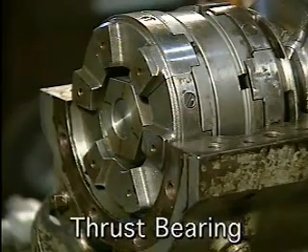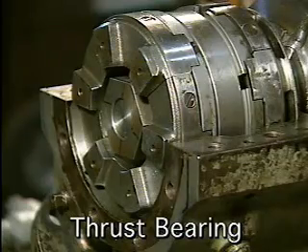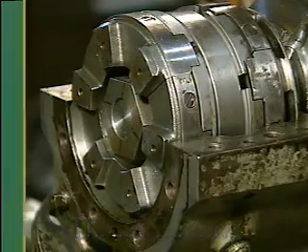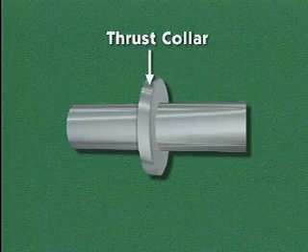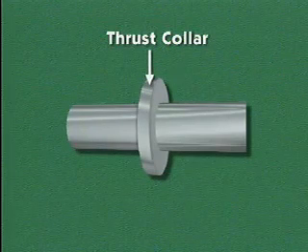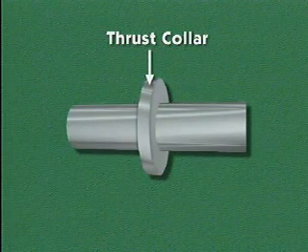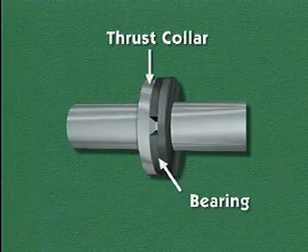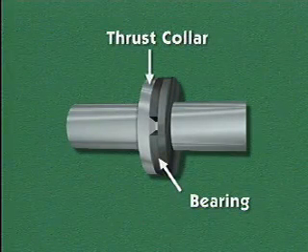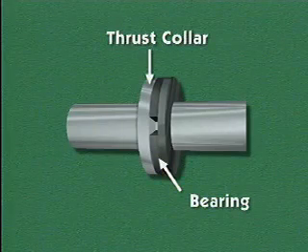Let's look at thrust bearings. Thrust bearings are used to handle axial or thrust loads. Thrust bearings are generally seated against a raised collar around the shaft. This raised collar, often referred to as a thrust collar, provides a surface that the bearing sits against. The thrust collar allows axial load to be transferred from the shaft to the bearing.